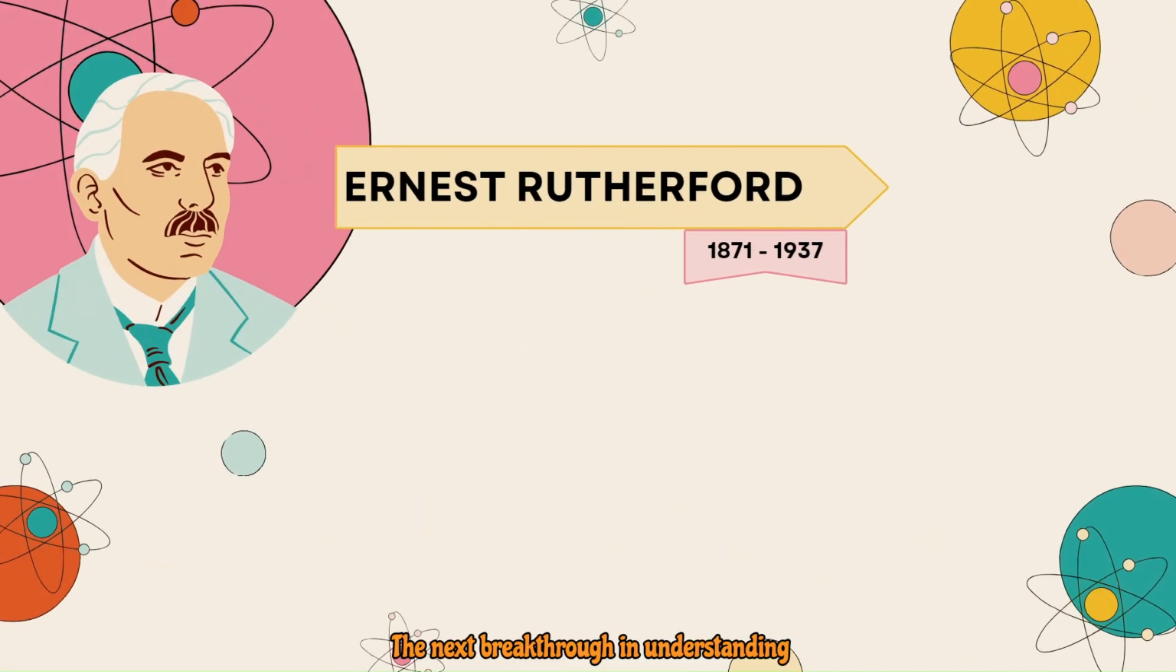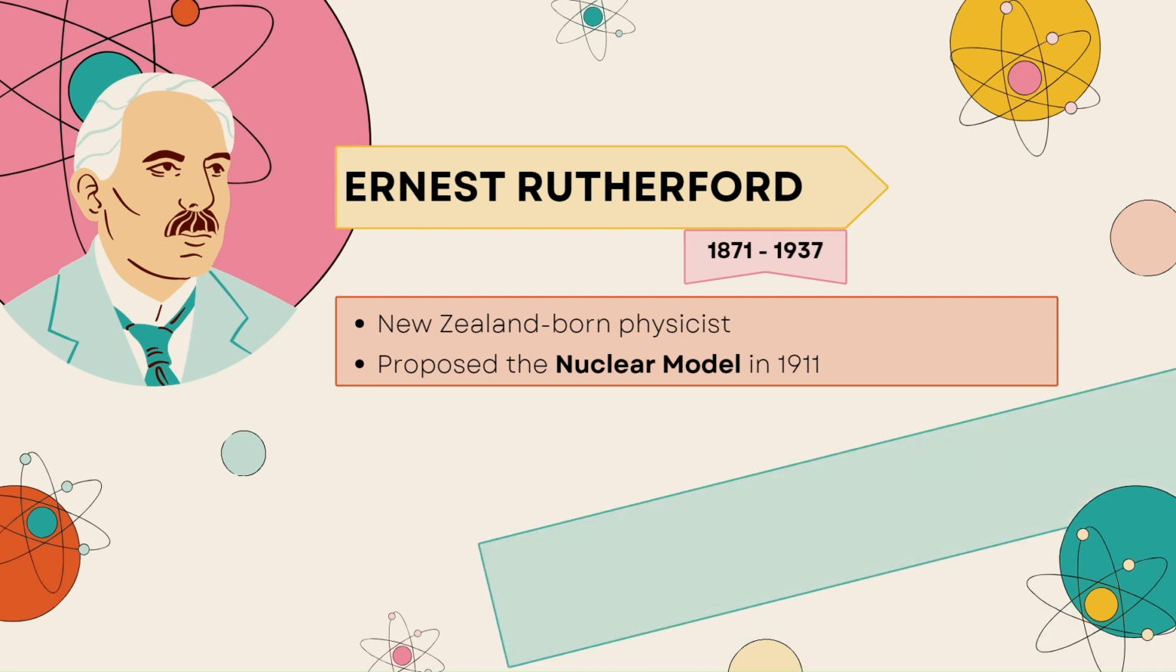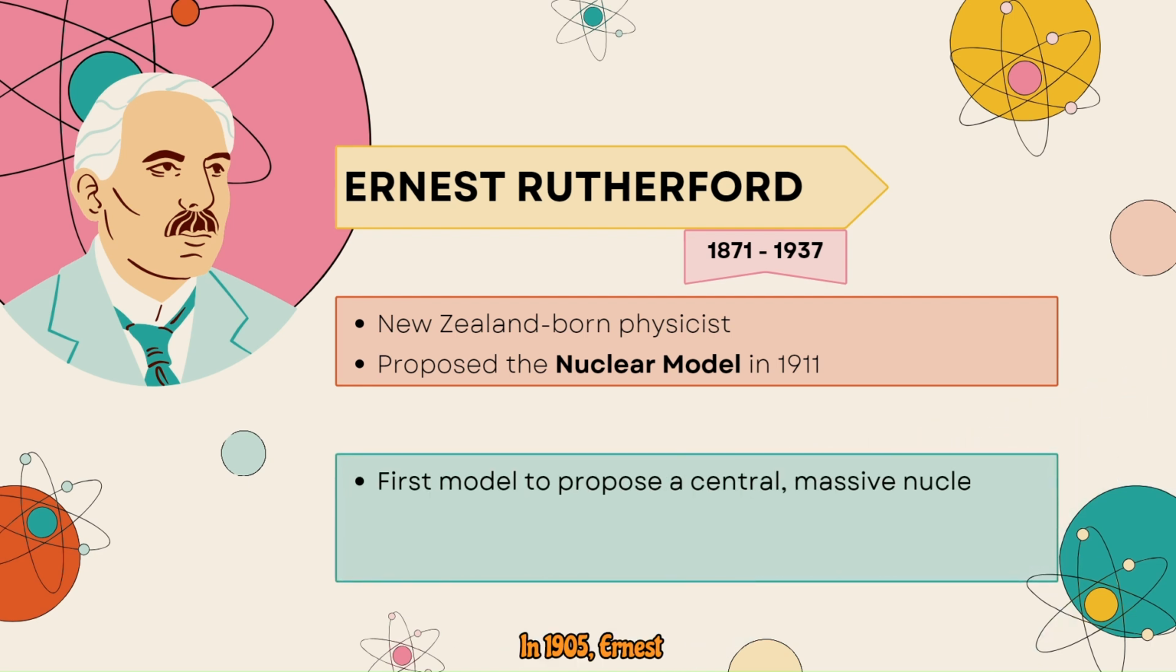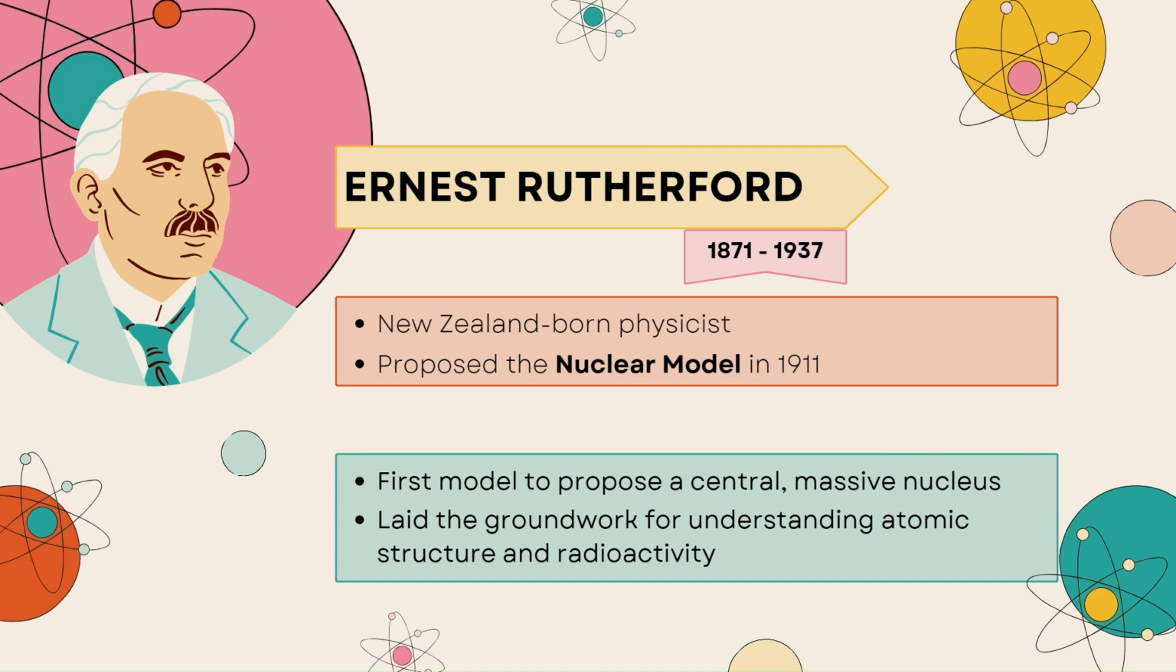The next breakthrough in understanding the atom came about 10 years later. Ernest Rutherford, a New Zealand-born physicist, came up with the nuclear model in 1911. In 1905, Ernest Rutherford did an experiment to test the plum pudding model. From the result of his experiments, he proposed the nuclear model of the atom, which suggested that nearly all of the mass of the atom is concentrated in the center of the atom.